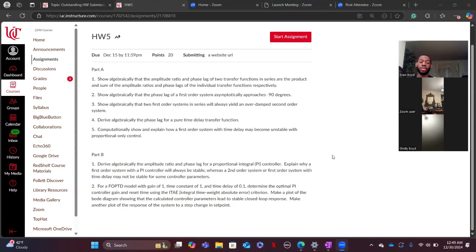For this, we're explaining why a first order system with a PI controller will always be stable, whereas a first order system with a time delay would not be stable for some controller parameters. Okay. So the first part we would derive, using my iPad.